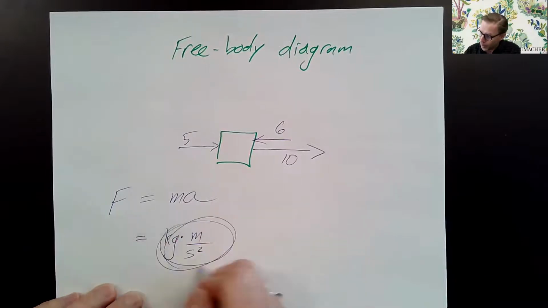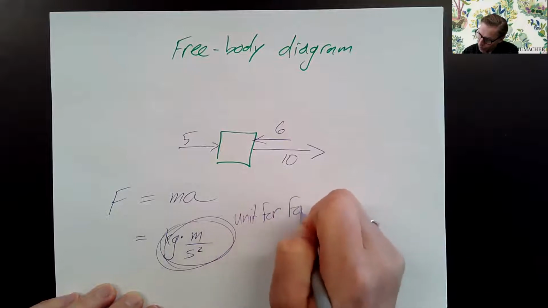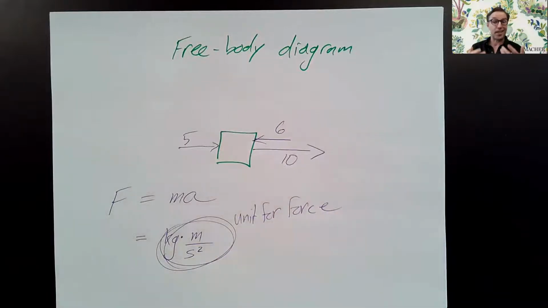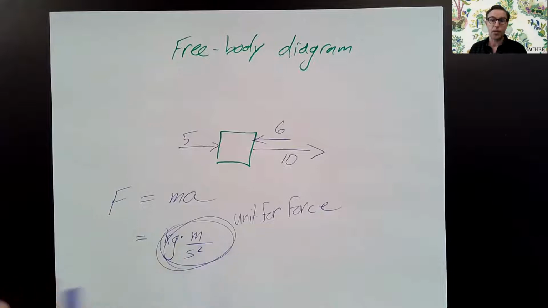So right there, the unit for force. So, the unit for distance is meters. The unit for time is seconds. The unit for acceleration is meters per second squared. The unit for velocity is meters per second. And now we know the unit for force. You should put this in your table where you've got all the quantities listed on the left and the units listed on the right. The unit for force is kilograms times meters per second squared.